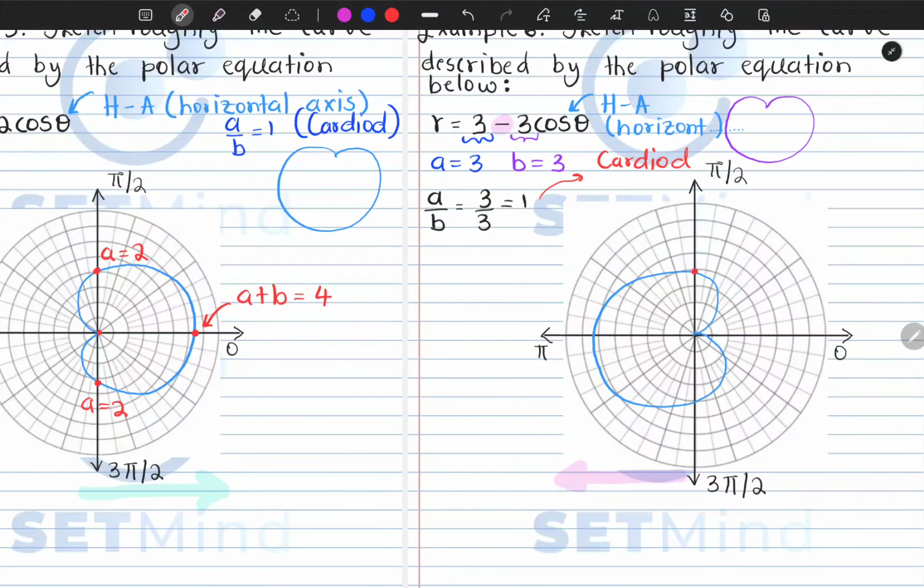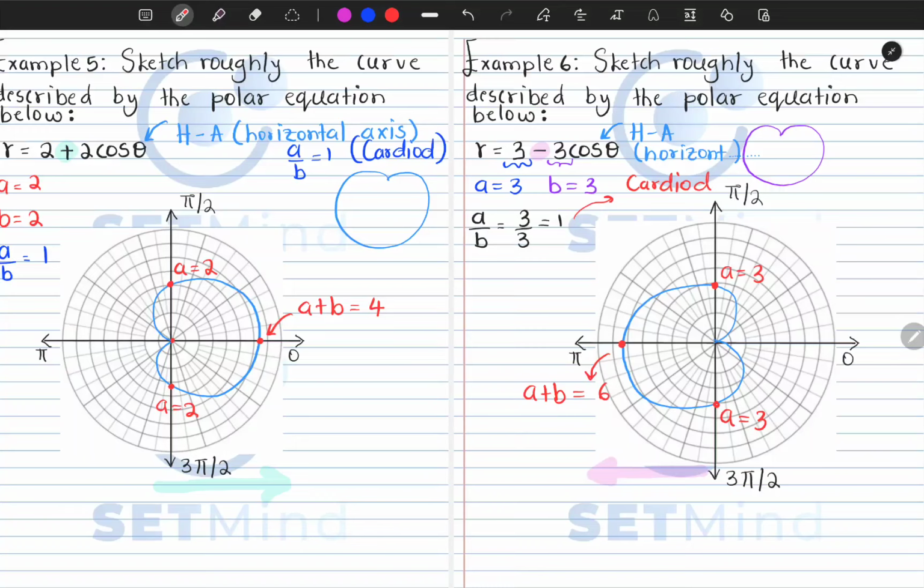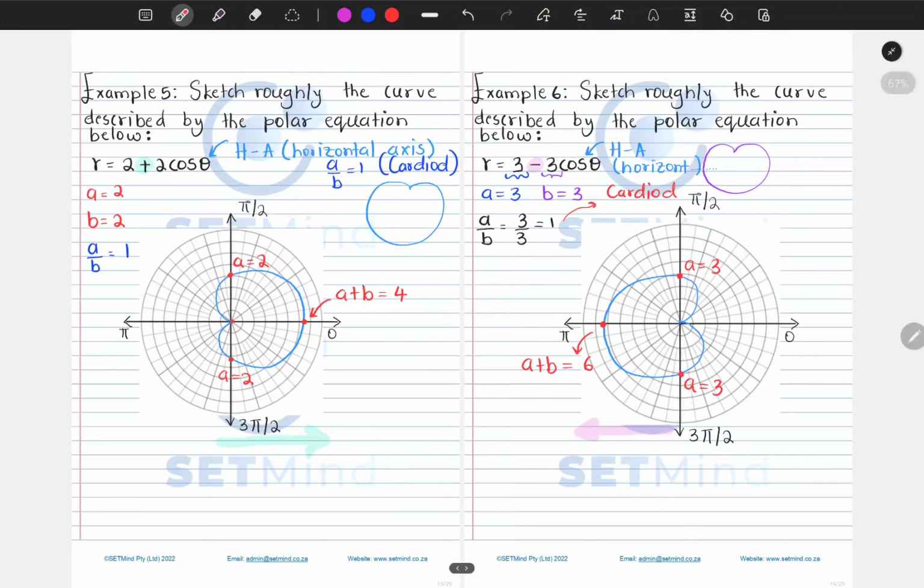Okay. So that point there and this point here, we know they are always equal to A. So our A equals 3. Then that point there, we remember that it is given by A plus B, which will be 6. Okay, let's try that again. So that point will be at number 6, facing left because of the negative, which is highlighted in pink. That is how we would draw this cardioid described by the equation r equals 3 minus 3 cos of theta.